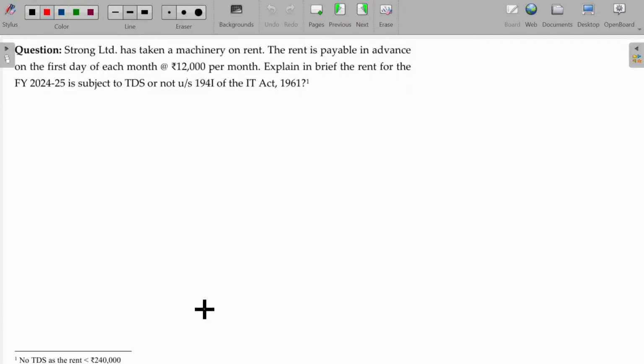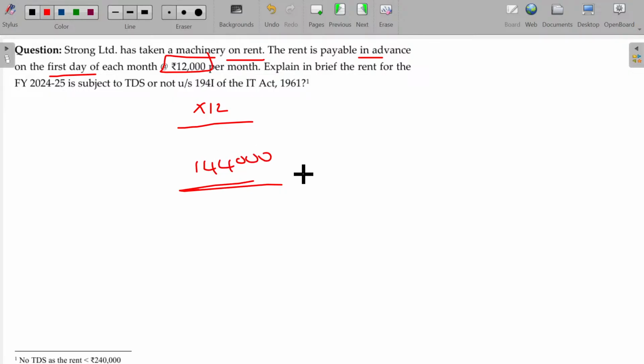Now, Strong Limited has taken machinery on rent. The rent is payable in advance on the first day of each month. 12,000 rupees per month into 12, 1,44,000. But anyhow, it is less than 2,40,000. Nothing is taxable. TDS is not applicable here.